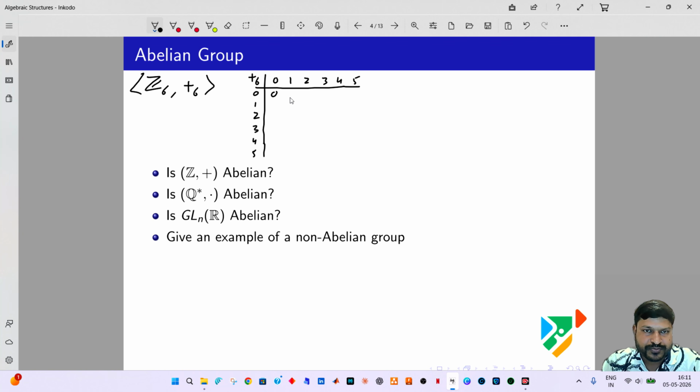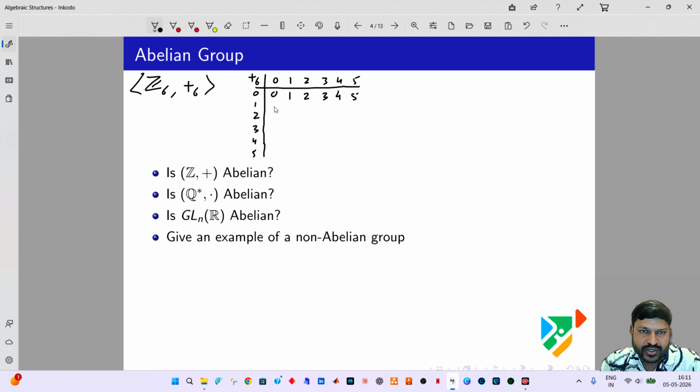0 plus 1 is 1, modulo 6 is 1. 0 plus 2 is 2, modulo 6 is 2. By the way, what is modulo 6? When you divide the number by 6, the remainder is what you are going to get. 0 plus 3. So when you divide 3 by 6, what is the remainder? 3. 0 plus 4 is 4. 0 plus 5 is 5.